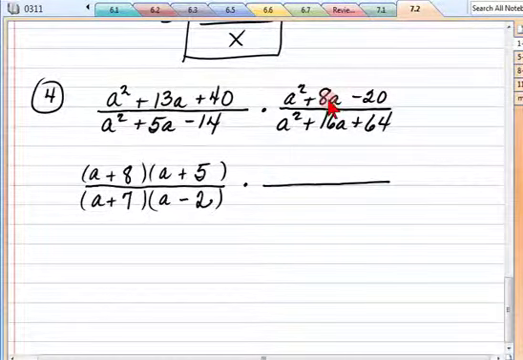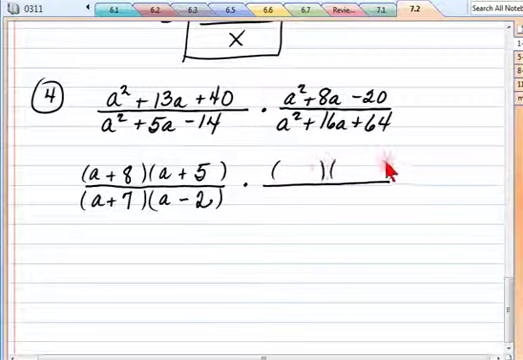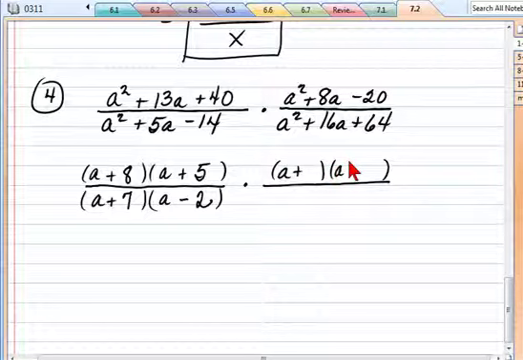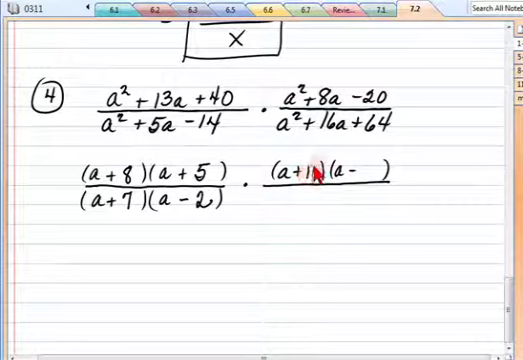Okay, the numerator over here. Last sign is negative, so I need 1 plus and 1 minus. I need an a and an a. I need factors of 20 with a difference of 8. 10 and 2, with the 10 being the bigger one, has to go with the positive.